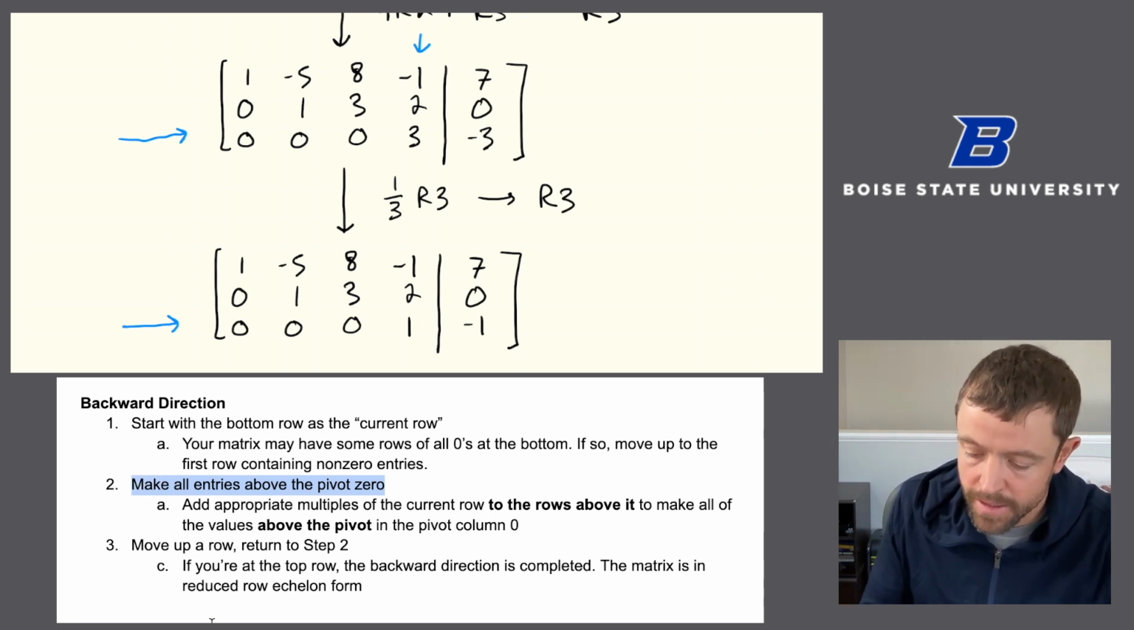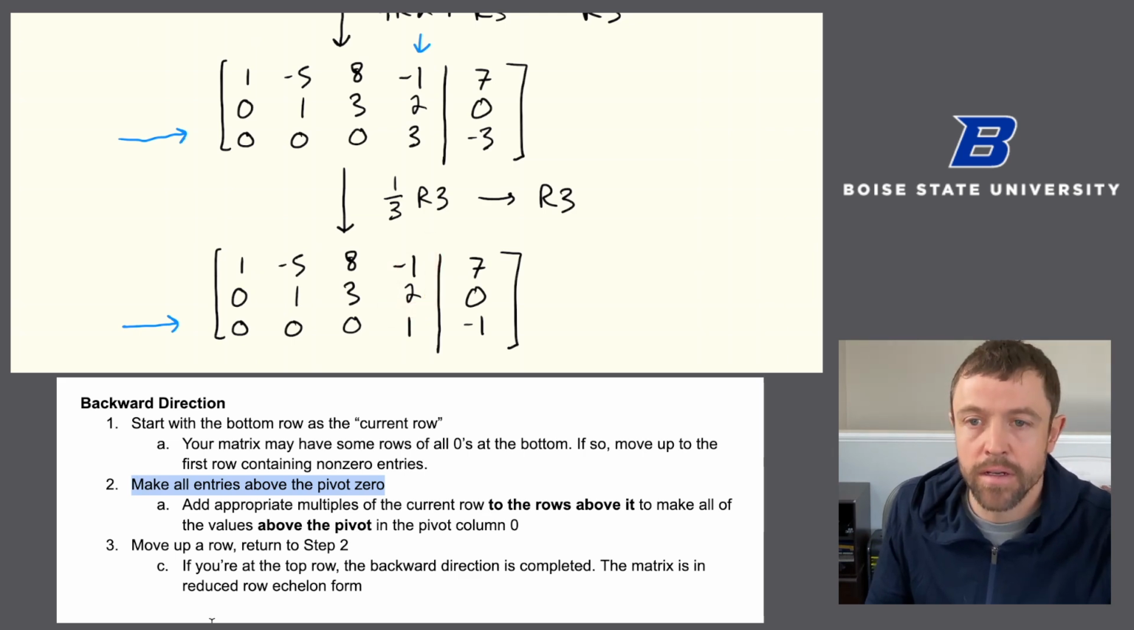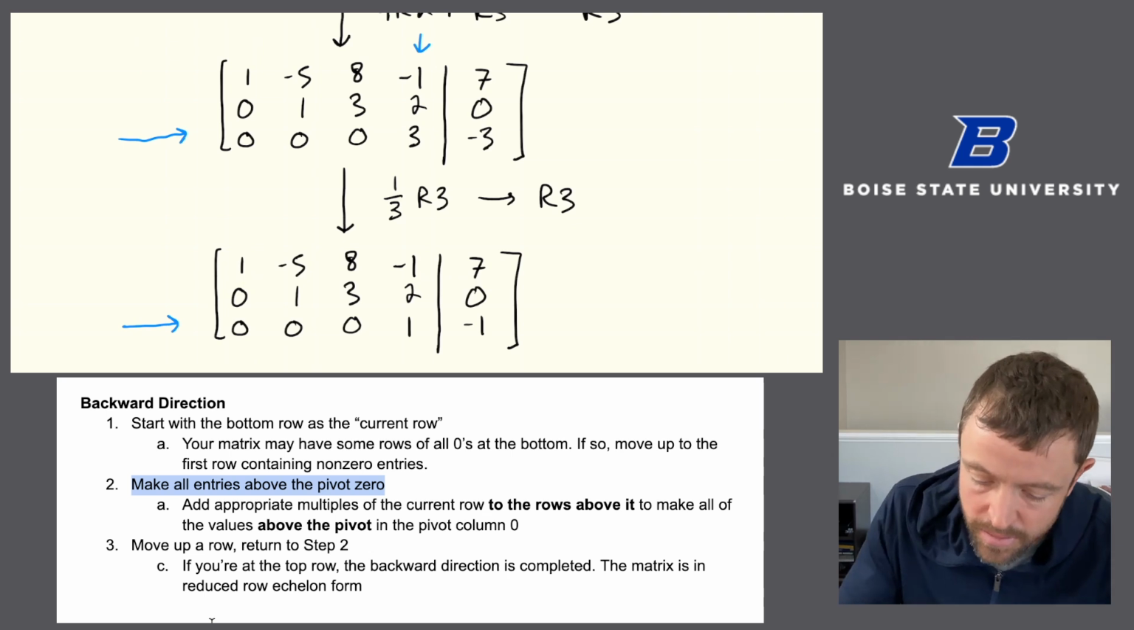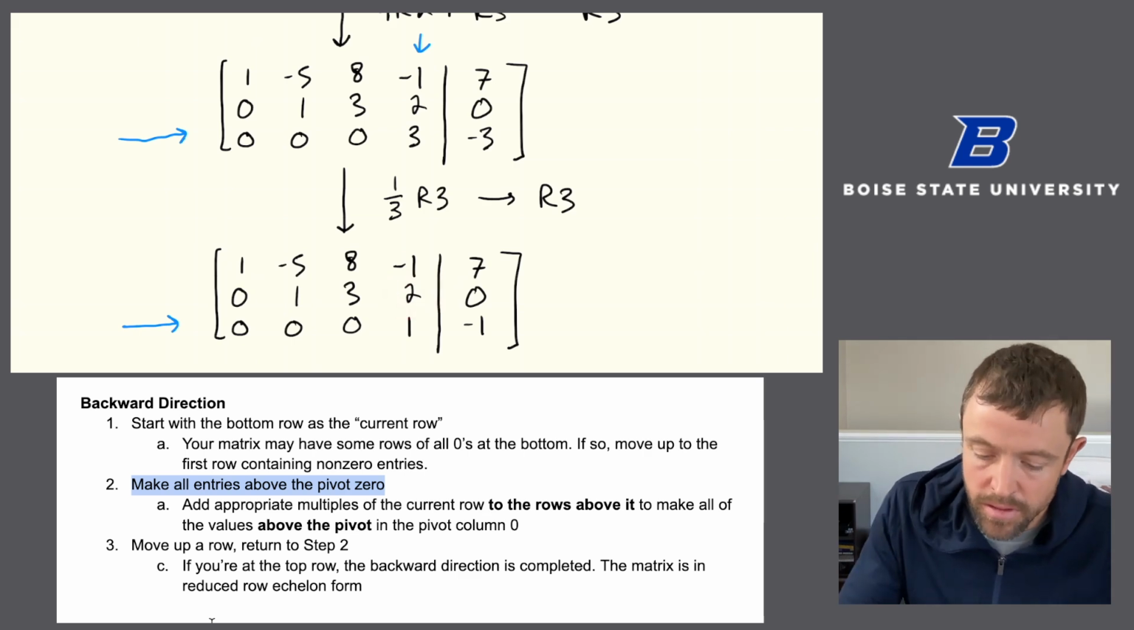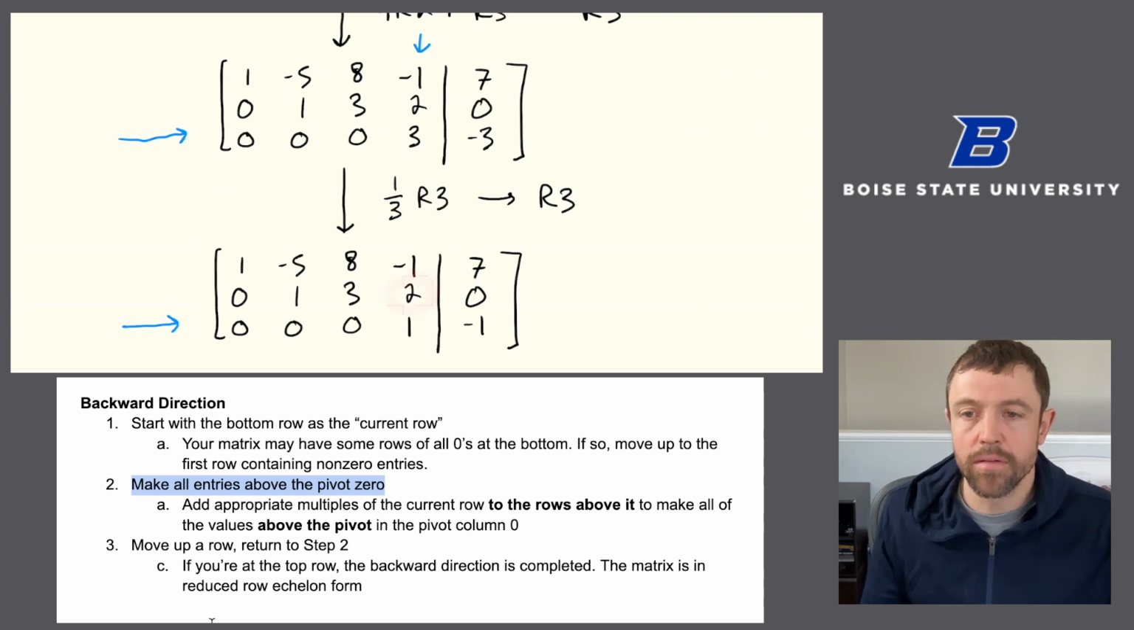So I want to make these two entries 0. So how do I do that? Well, I got to choose one of them to make 0 first. So let's make this one 0. If I want to make this entry 0, think about how we're going to do that. Pause the video if you'd like.